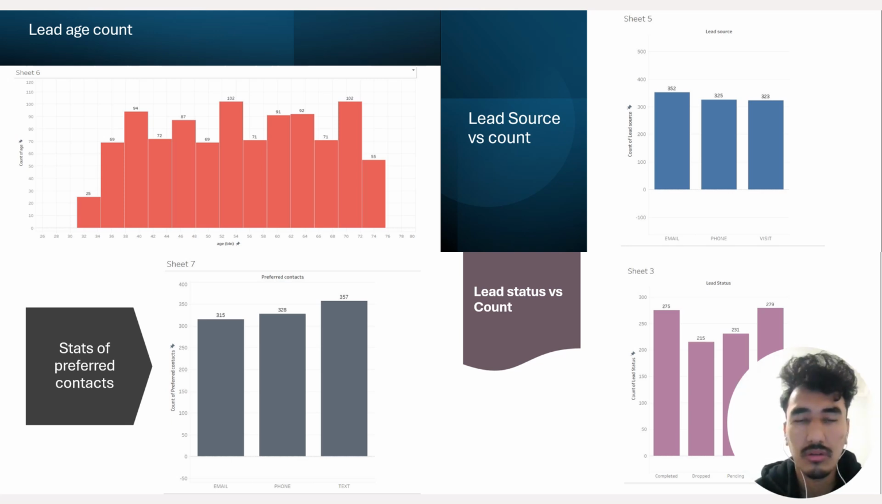So one other contribution that fell in this part was doing the analysis on Tableau through the data provided by the client, to make different analyses based on the lead age, the preferred contacts, the sources, and the lead status. So I made this analysis.